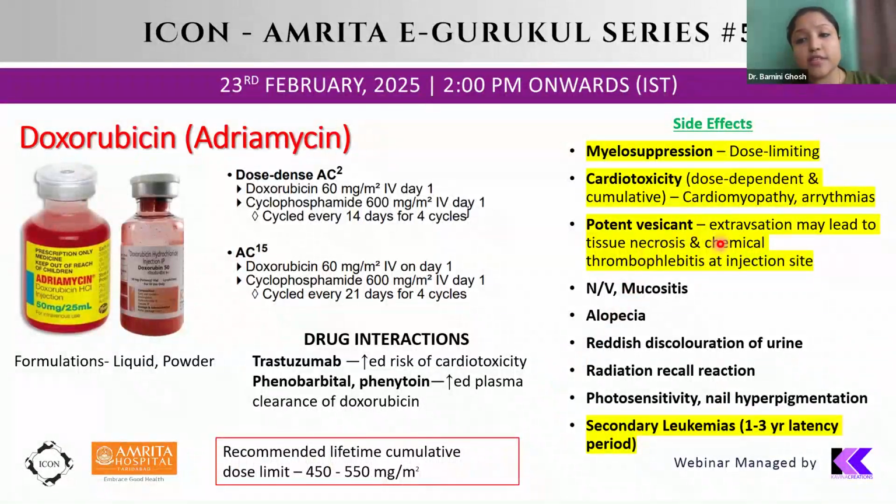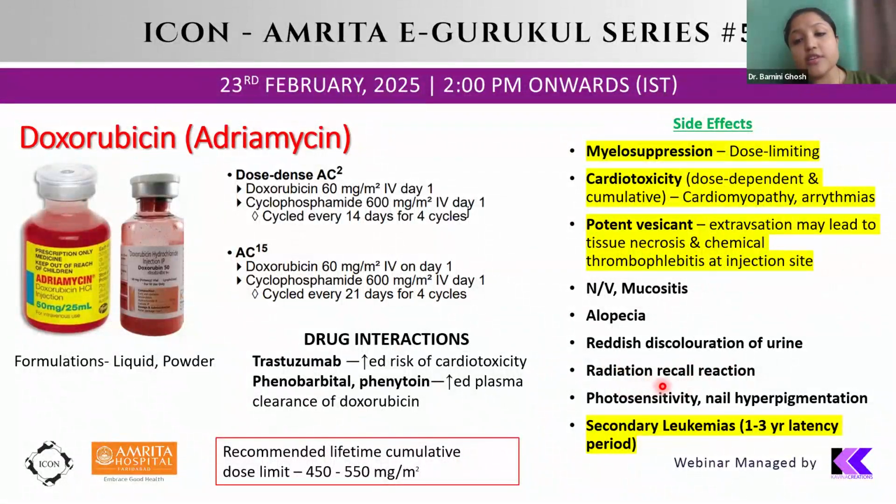It is a potent vesicant, that is, extravasation may lead to tissue necrosis and chemical thrombophlebitis at the injection site. There may be risk of secondary leukemias, usually with a latency period of 1 to 3 years. However, it may also occur 5 to 10 years later. Now, the other side effects which are common for most chemotherapy drugs are nausea, vomiting, mucositis, alopecia. There may be reddish discoloration of urine because the drug is red in color.